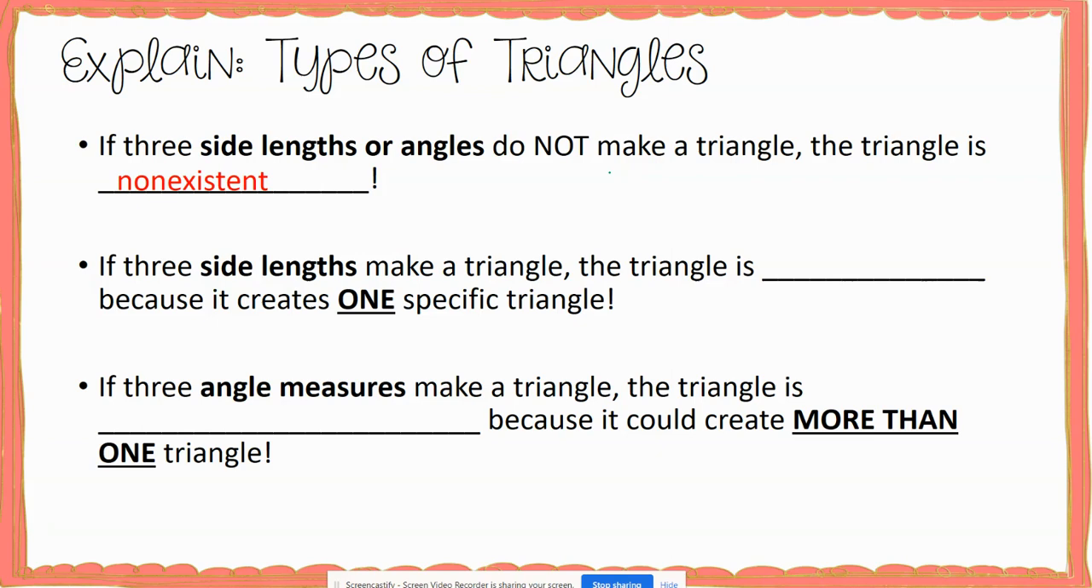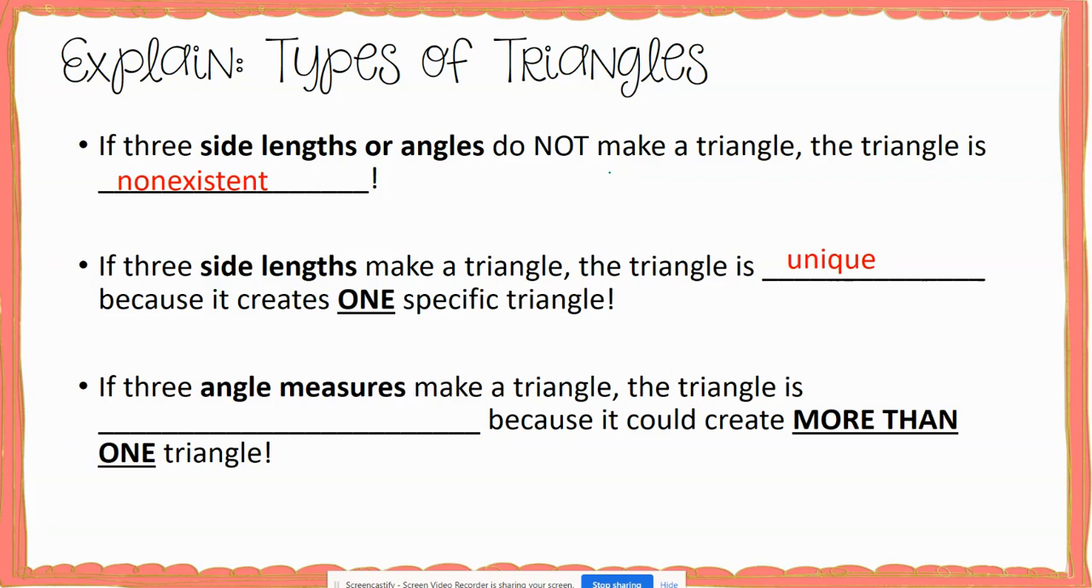If we have three side lengths, so what we did at the beginning, and we know that they make a triangle, then we call this a unique triangle. And it is called a unique triangle because it can only create one specific triangle. There is no way to manipulate those three side lengths in any way except for one to make a specific triangle.